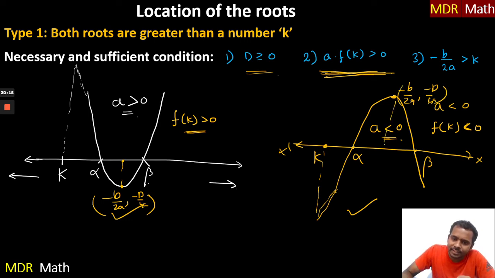So in both the cases, minus b by 2a is greater than k. So this is also a condition which is satisfied, whether a is greater than 0 or a is less than 0. Hope you got it. It is very important to understand and remember all the cases in location of the roots. A into f of k is greater than 0 in both the cases, whether a is positive or a is negative, and minus b by 2a is always greater than k.